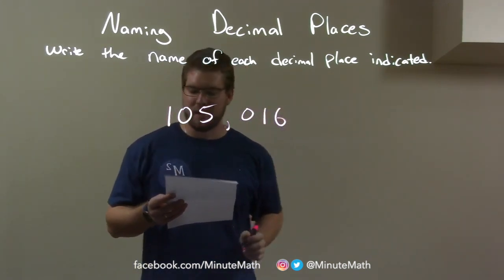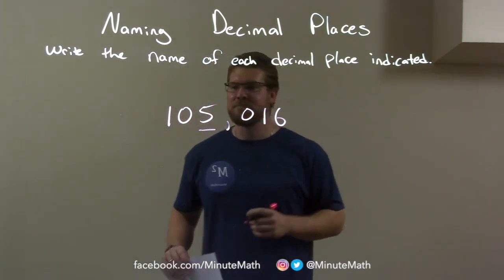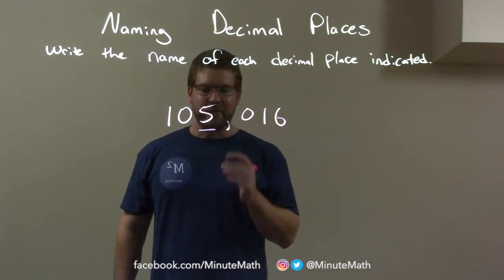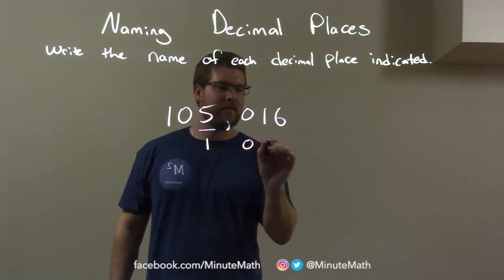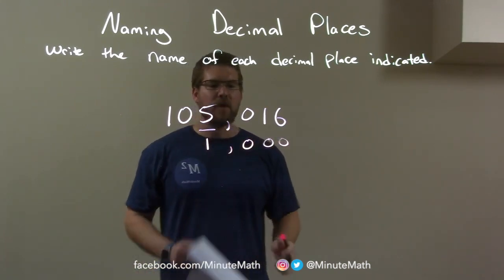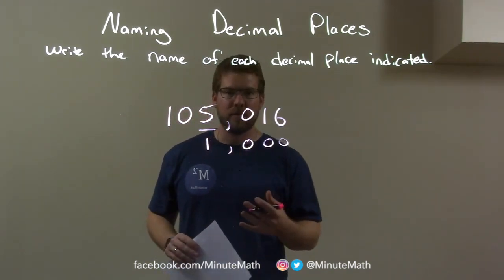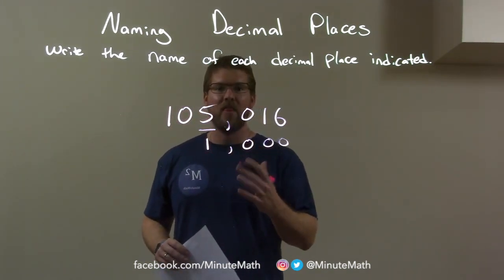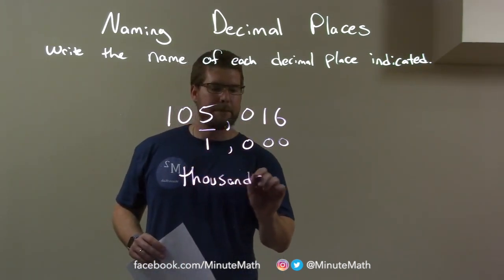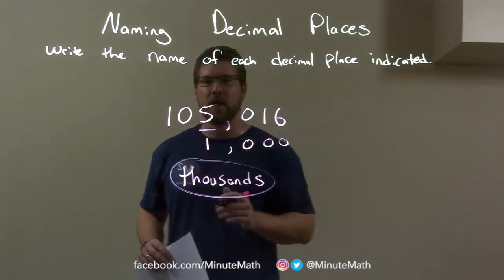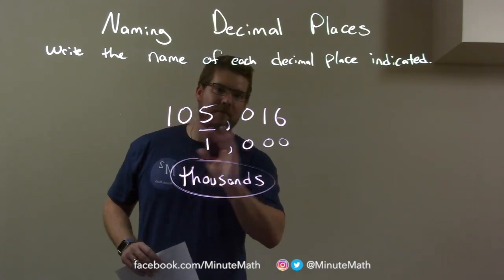105,016. And the bar is underneath this 5. That's an important part right there. So again, my technique is I put a 1 underneath the indicated value, and I put zeros for the rest of the digits. So when we have that, what number do we have? Well, we have 1,000. So this is the thousands place. Now, we don't really care what's to the left. We just care about the number indicated and everything to the right.